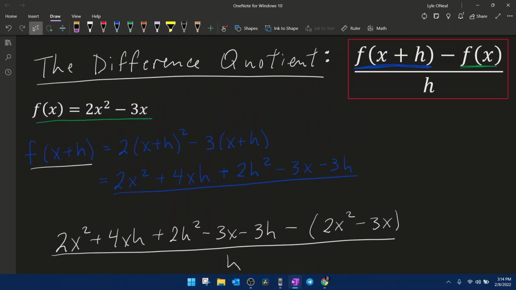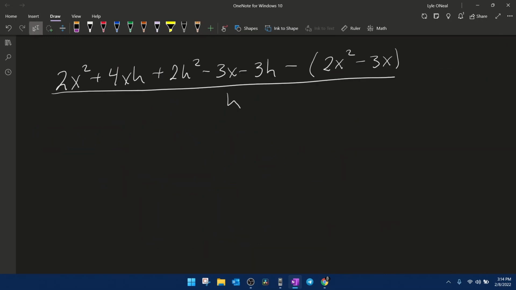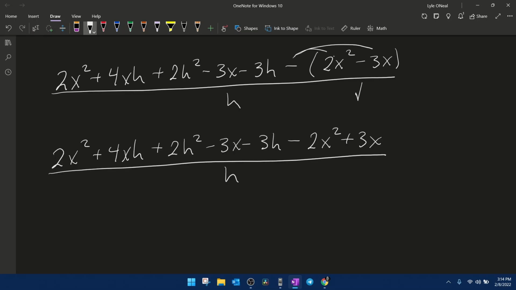And now we have evaluated the difference quotient, and now we need to simplify this fraction. We're going to distribute the negative. Notice that when I distribute the negative, that simply changes the signs, and then we can see the 2x squareds will cancel, and minus 3x plus 3x cancel.